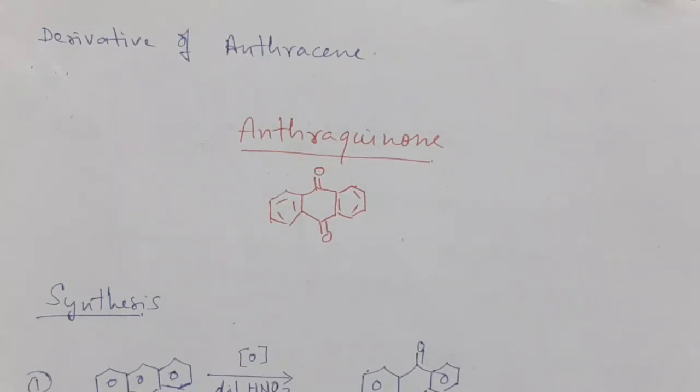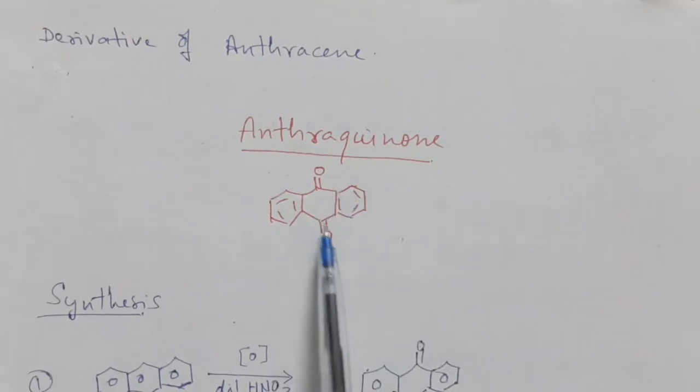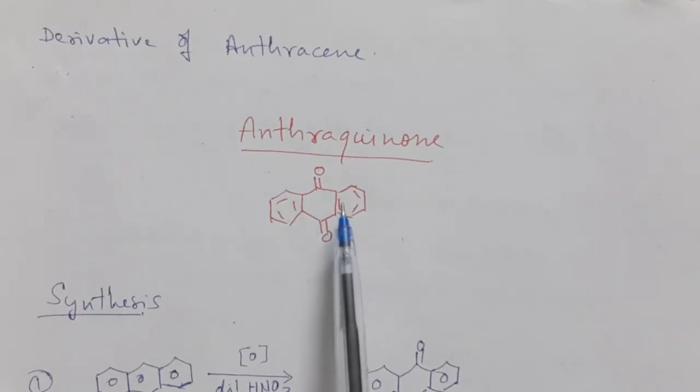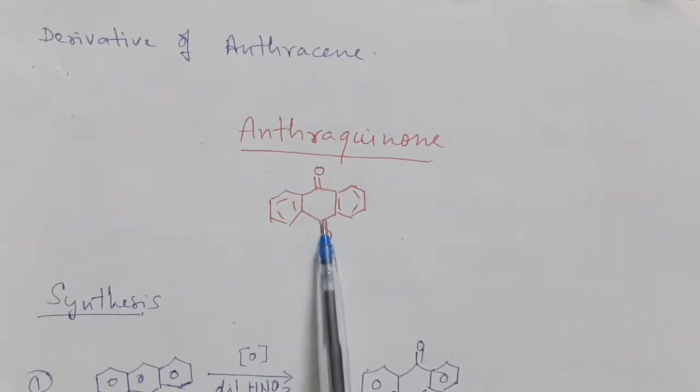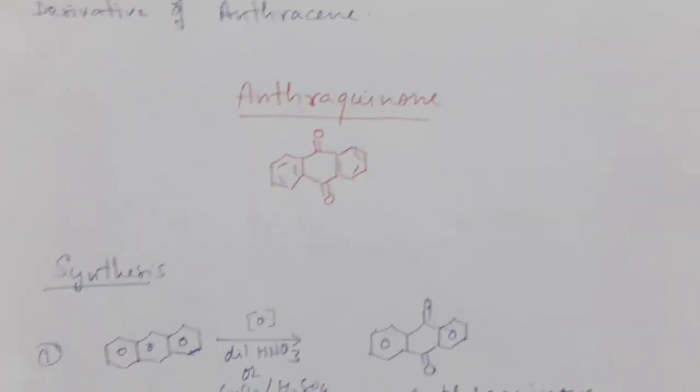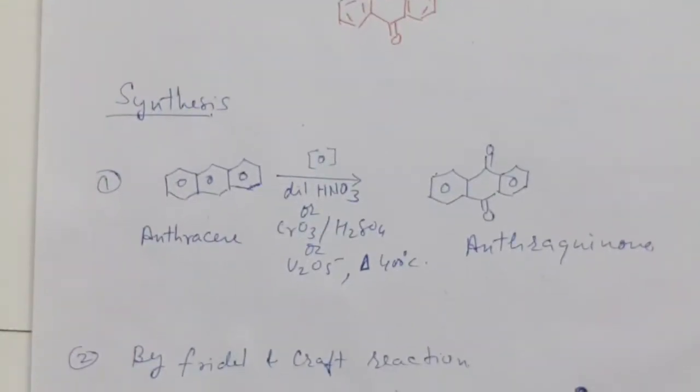Dr. Sadhana Singh. It's my last chapter on polynuclear hydrocarbons, and it is about a derivative of anthracene, and it is anthraquinone. Anthraquinone, which has two carbonyl groups on the anthracene ring, present at the 9 and 10 positions, is known as anthraquinone. It can be synthesized from anthracene.